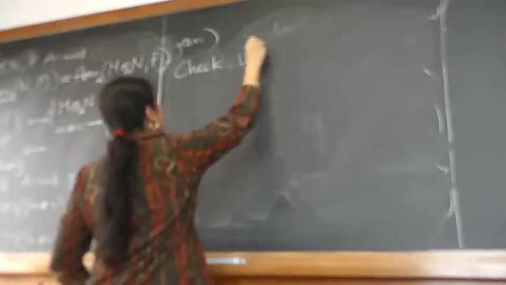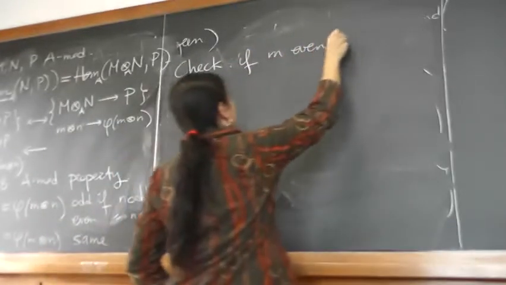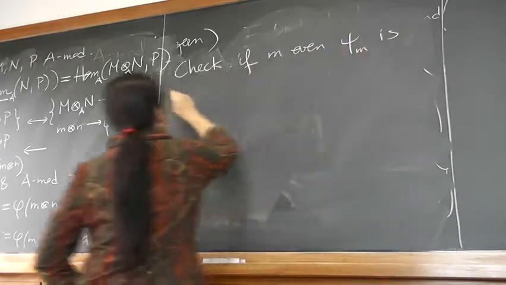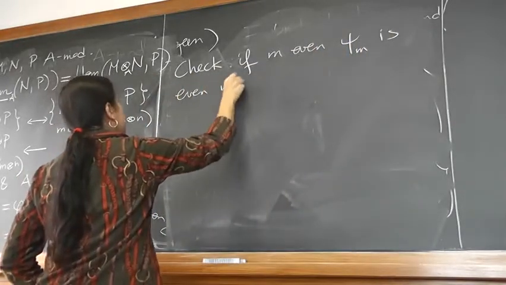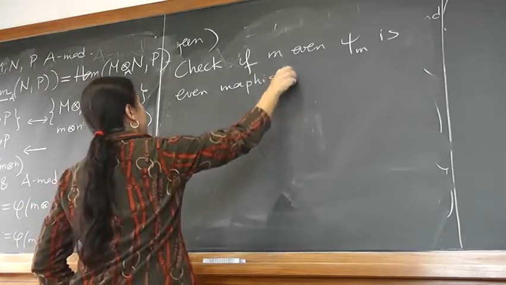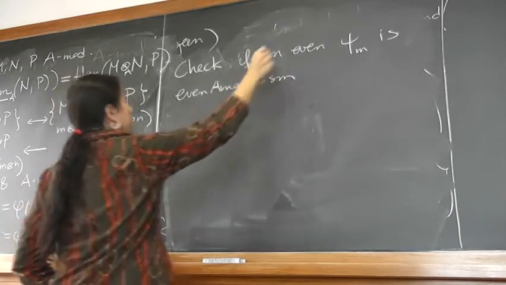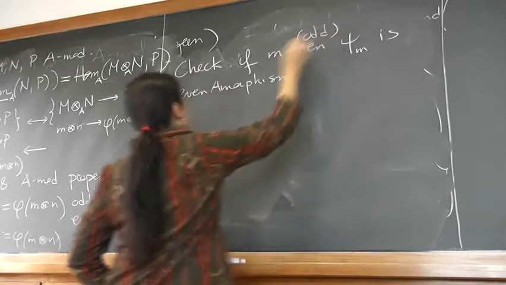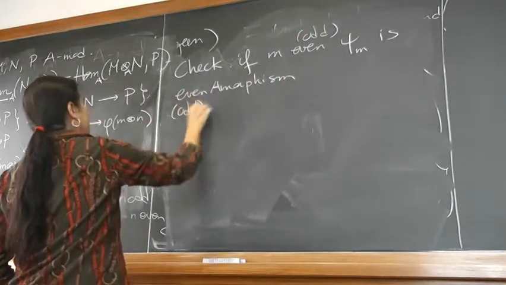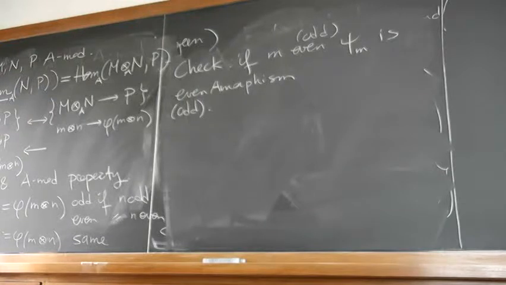Question, you have to check this little point. It's a quick check, but one has to do it. So we check if M is even, psi M is an even morphism in the sense specified there, and when M is odd, psi M is an odd morphism. I don't know, is it more convincing like this?